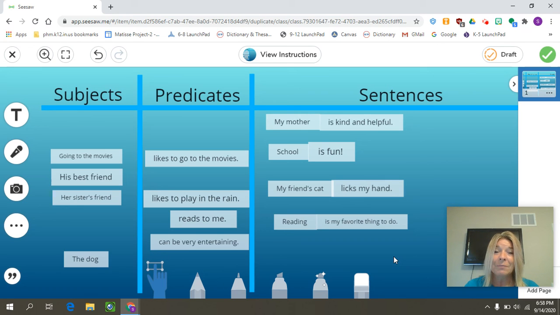So as you're reading, can you identify the subject and the predicate in your sentences, in your book? If not, don't worry about it. We'll keep practicing. Thanks for listening today.